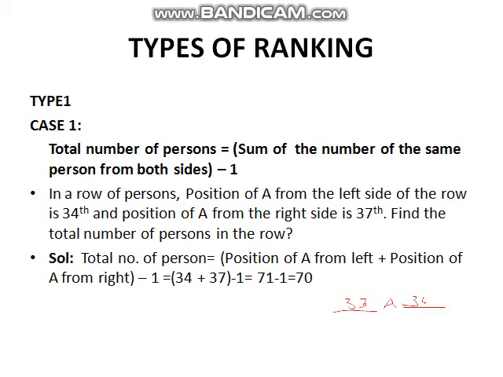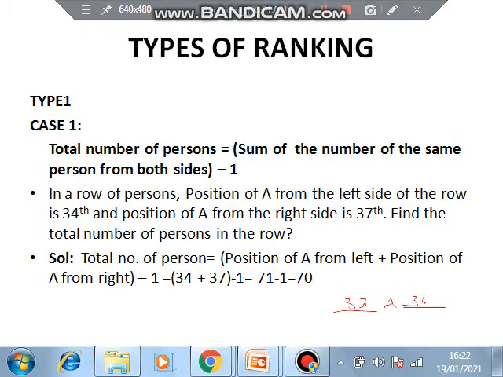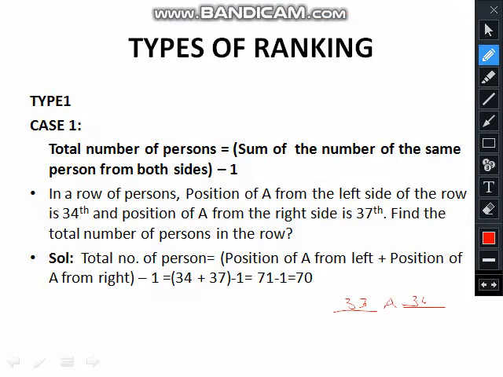The first type of ranking is: we have to find the total number of persons given the position of a person from the left-hand side and right-hand side. See the example. In a row of persons, the position of A from the left side of the row is 34th and the position of A from the right side is 37th, which means there are 33 people before A and 36 persons after A. So to find the total number of persons: 33 plus 36 plus A, which is 1. So 33 plus 36 plus 1 is 70. Or else you can use the formula: position of A from left plus position of A from right minus 1. But better use the concept.